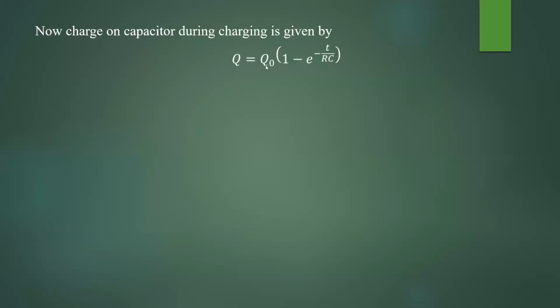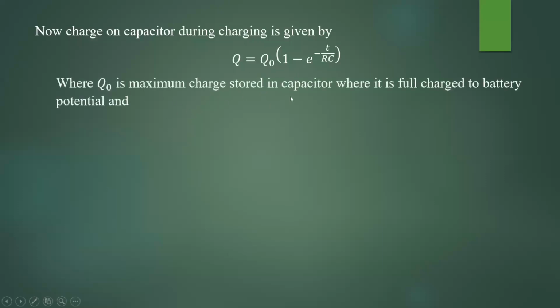If you calculate that Q naught value, here Q naught is the maximum charge stored in the capacitor, and Q naught is given by V into C. What is the value of V? It is 5 volt. What is the value of C? It is 100 microfarad. Just substitute, you will get 5 into 100 microfarad. So the value of Q naught is 500 microcoulomb, or 500 into 10 to the power minus 6 coulomb. Q naught we have obtained.